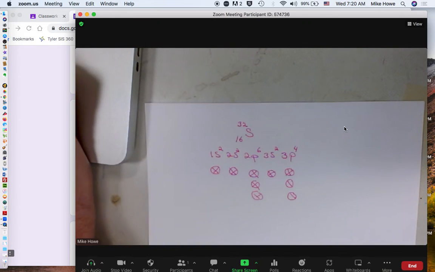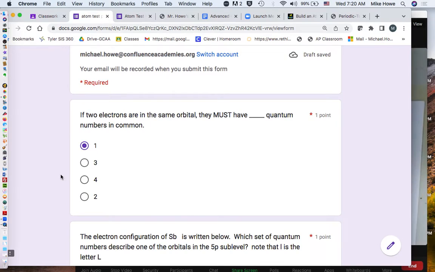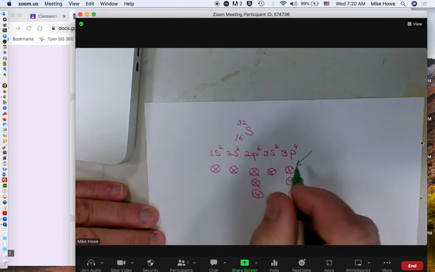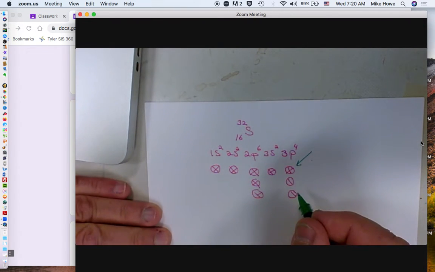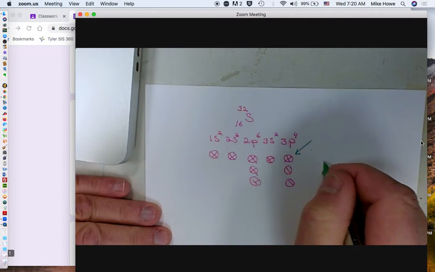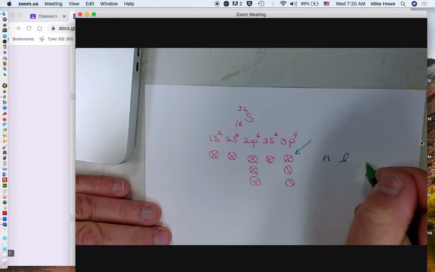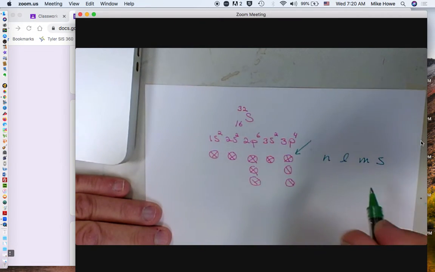All right, so this question says 2 electrons in the same orbital. So I'm going to pick, by the way, 1 is not the correct answer. I'm going to pick this orbital right here, the one I'm pointing to right there. So the n, l, m, and s quantum numbers.